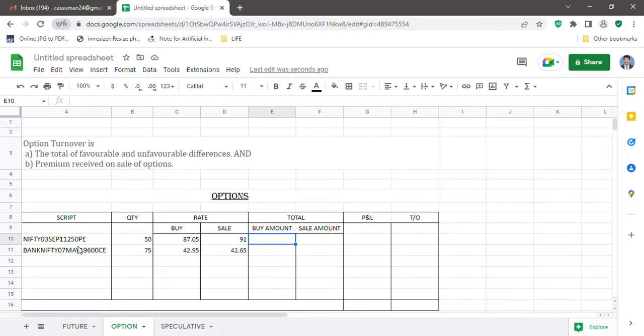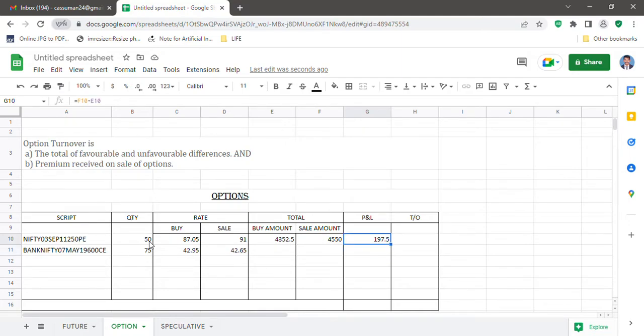In the case of Nifty options, we will first calculate the buy amount, that is quantity into buy rate, and for the sell amount we will multiply quantity into sell rate, so we will get the sell amount. Okay, just calculate the profit or loss. Let's check what happens in this transaction. Sell amount minus buy amount. In this case there is a profit of 197.5.